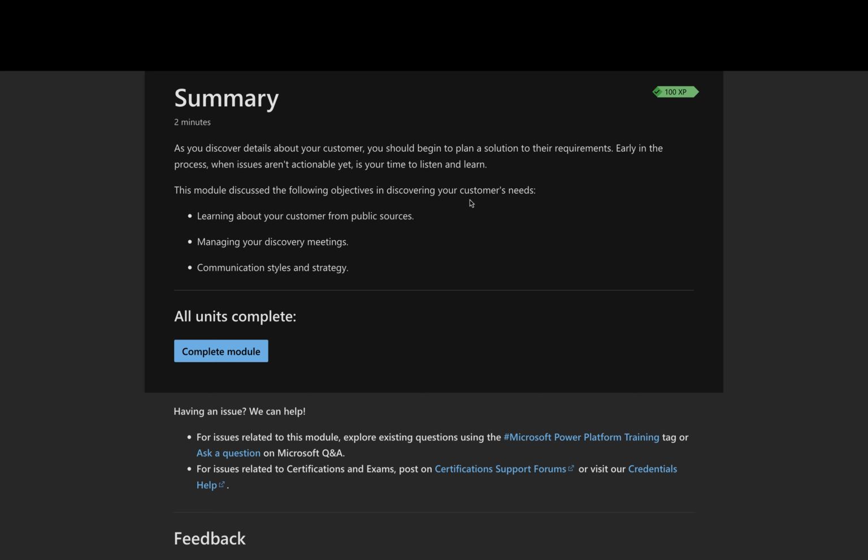Summary. As you discover details about your customer, you should begin to plan a solution to their requirements. Early in the process, when issues aren't actionable yet, it's your time to listen and learn. This module discussed the following objectives in discovering your customer's needs: learning about your customer from public sources, managing your discovery meetings, communication styles and strategy.